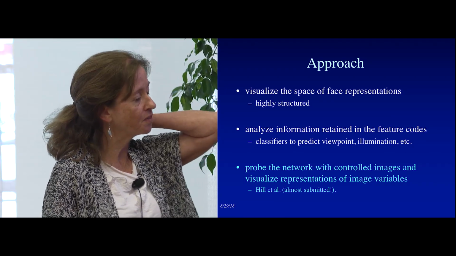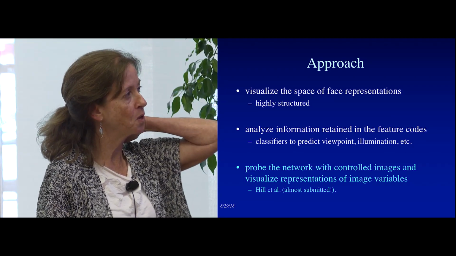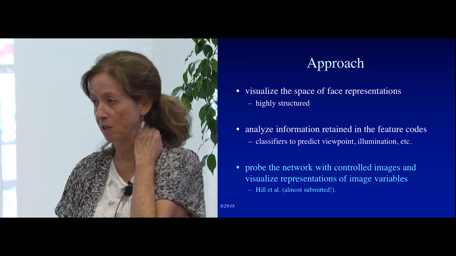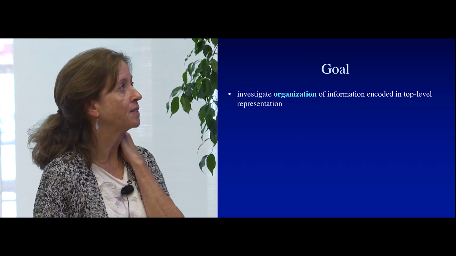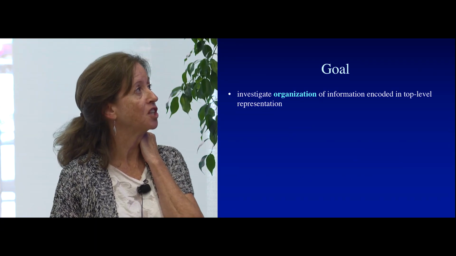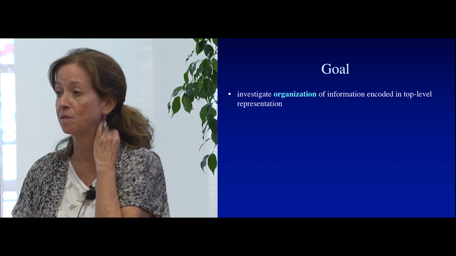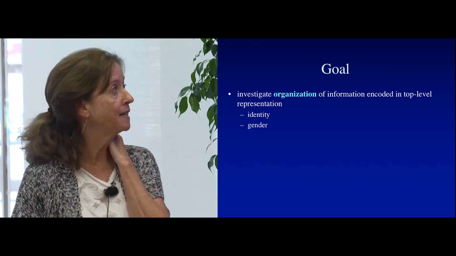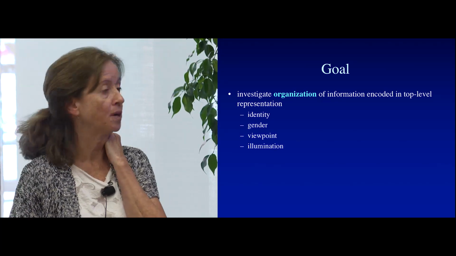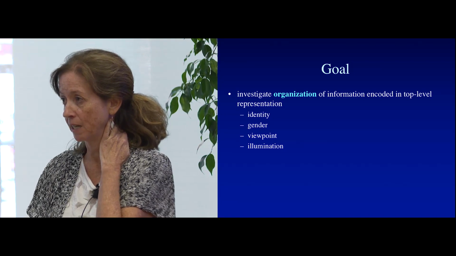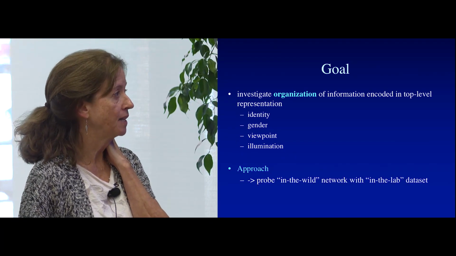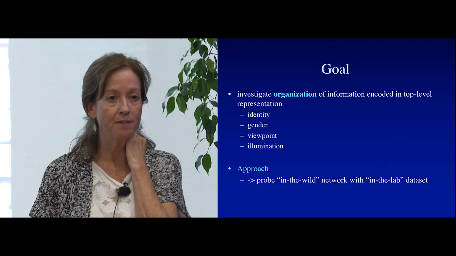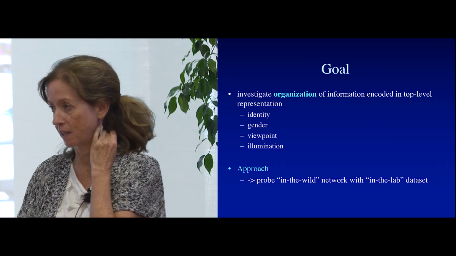Okay, so for the third method, we decided to probe our networks with controlled images and visualize the representation of the image variables. The goal here is to investigate the organization of information encoded in the top-level representation. In particular, we focused on identity, gender, viewpoint, and illumination. And our approach here is, for lack of a better way to say this, to probe an in-the-wild network with an in-the-lab data set.